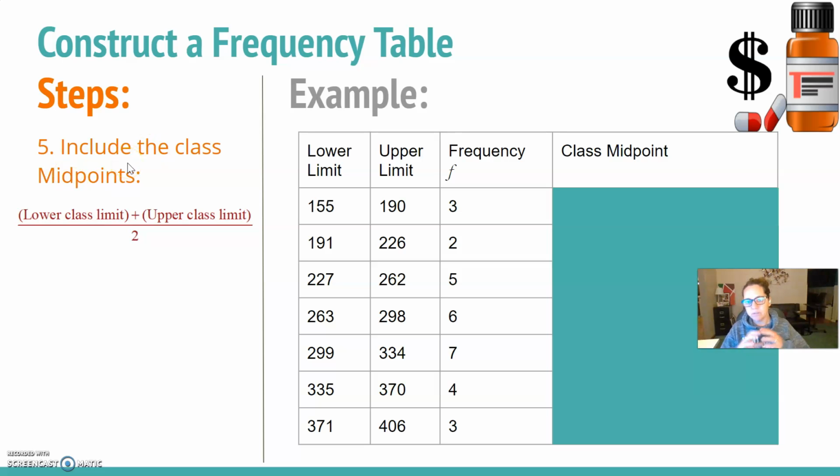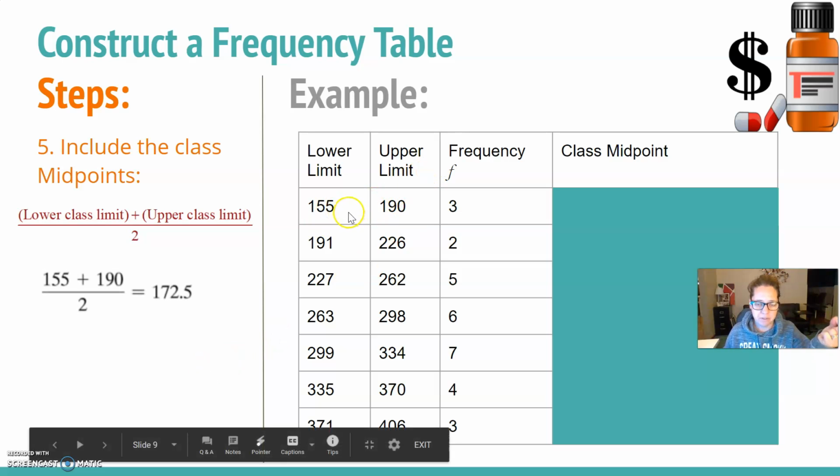And to find the midpoint of any 2 things, you just find their average. You add them up and divide by 2 if there's 2 numbers. If there are 3 numbers, you would add them up and divide by 3. Well, we're finding the midpoint or the average of these 2 numbers for this first class.